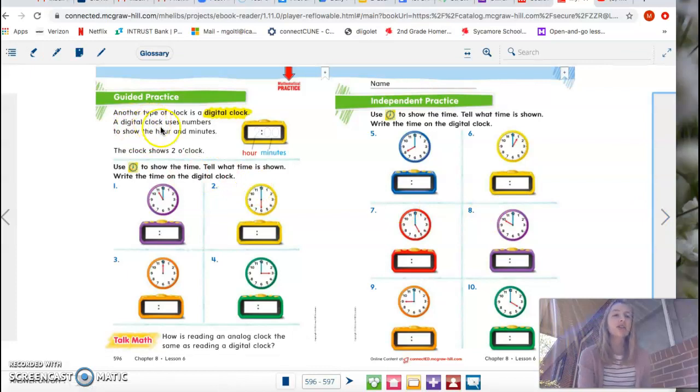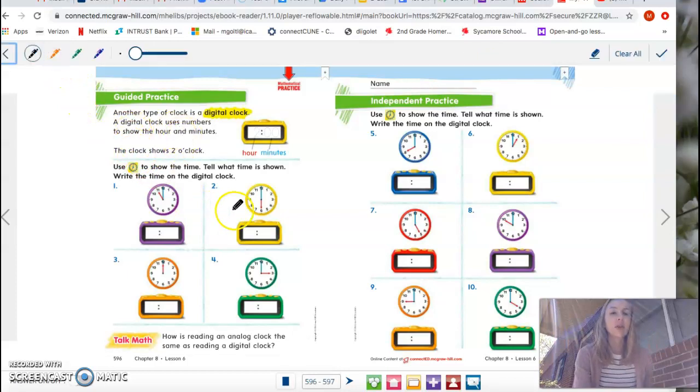It says another type of clock is a digital clock. A digital clock uses numbers to show the hour and minutes. An analog clock, this kind that my mouse is pointing to, shows all of the numbers. A digital clock just shows what time it is now. The very top part up here wants us to write 2 o'clock. So we put 2 and 00. You'll do better writing because it's really hard for me to write on my computer. There we go, 2 o'clock, 2:00. Think about, at 2 p.m., what are we usually doing?